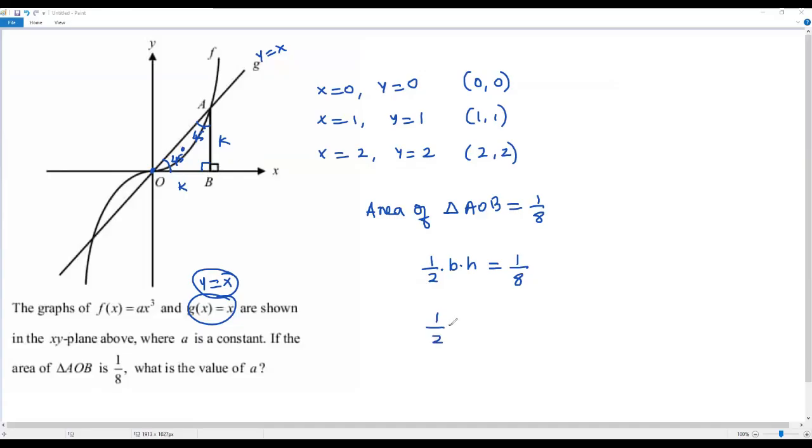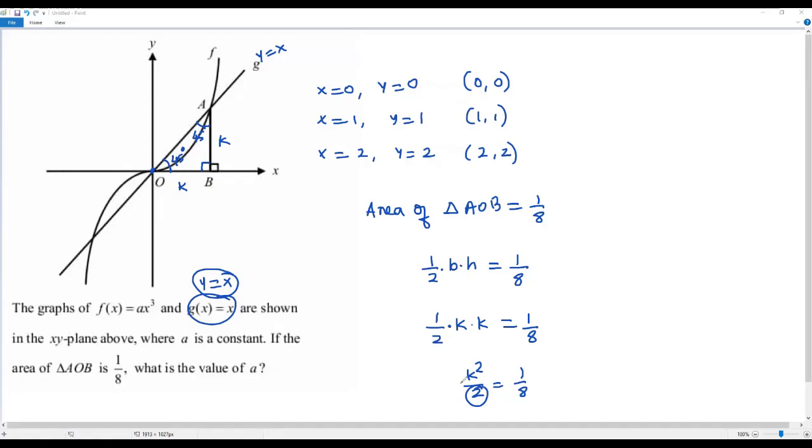1 over 2 times, we know that the base of the triangle is K, and the height of the triangle is also the same K. We can plug in K for base and K for height equals 1 over 8. Okay, now let's multiply this 1 times K. 1 times K is K, times K is K square, divided by 2 equals 1 over 8. Okay, now we have to solve for K in this equation.